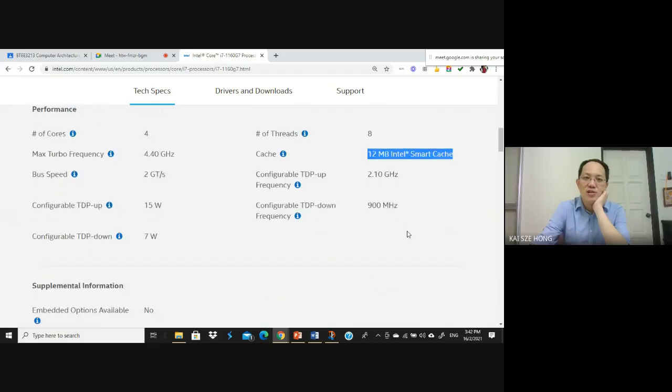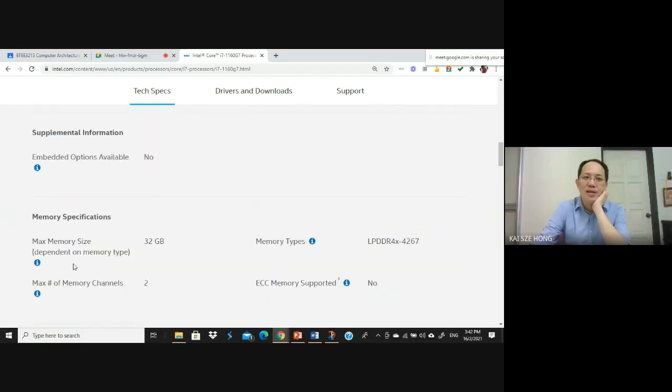What else do we want to see? Maximum memory size, that is what I want to mention. The memory address format basically depends on the maximum memory size as well. Let's say you just put 4 GB of RAM, they will still have to cater for the 32. So the memory address will still be there to cater for you.